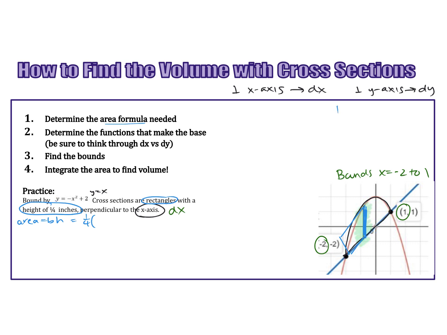To find that length of the base, we're just going to do top minus bottom, just like we did when we were finding area between curves. Well, the top is the quadratic and the bottom is the line. So top minus bottom gives us this expression. So our area is going to be 1/4 times negative x squared minus x plus 2. And the idea that we're covering, to find volume, we integrate area. So we're going to integrate from x equals -2 to x equals 1 the area that we just came up with for this rectangle. And we're doing this all with respect to x.